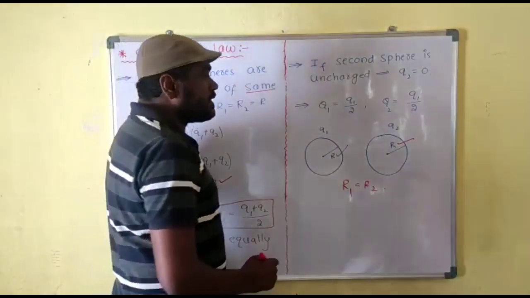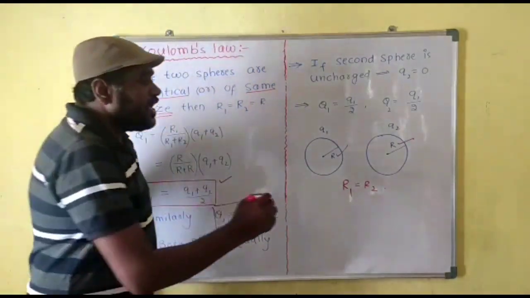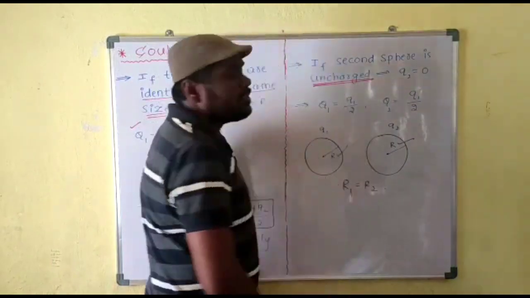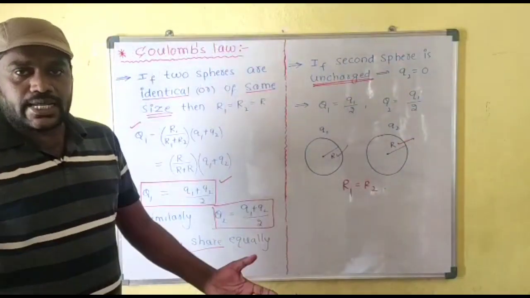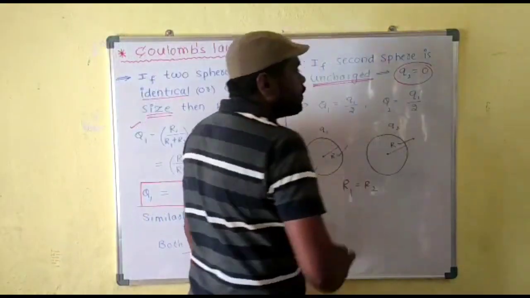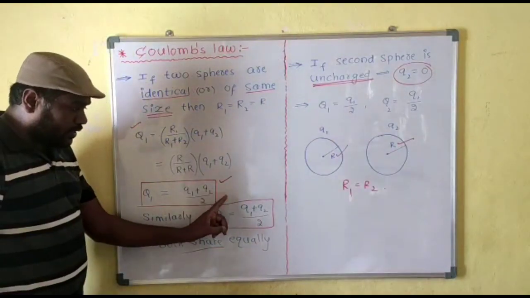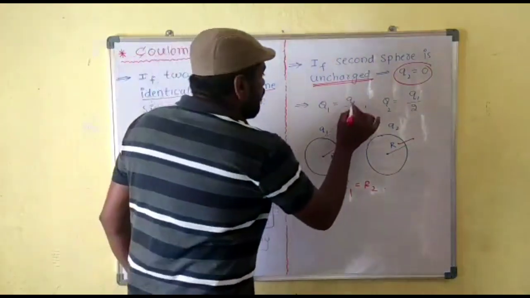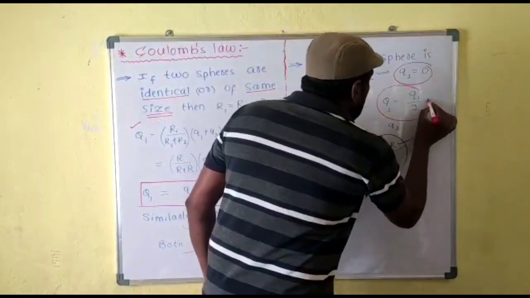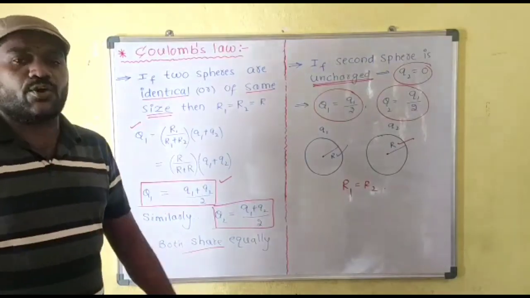So in the second case of the same, in this identical case, one more sub case is that if the second sphere is uncharged. What is the meaning of an uncharged body? It has no charge at all. Therefore now the second charge Q2 is equal to 0. When Q2 is equal to 0, you substitute here Q2 is equal to 0. Now this is the new charge on the first sphere and this is the new charge on the second sphere. Therefore in this case also both spheres share the charge equally.